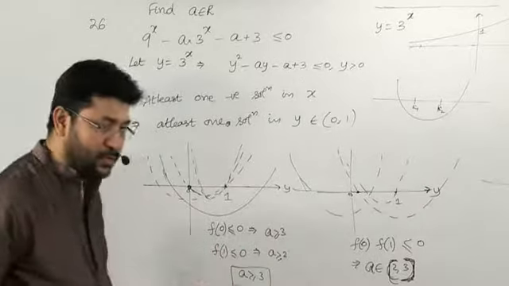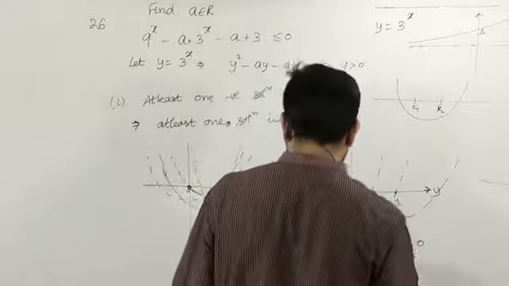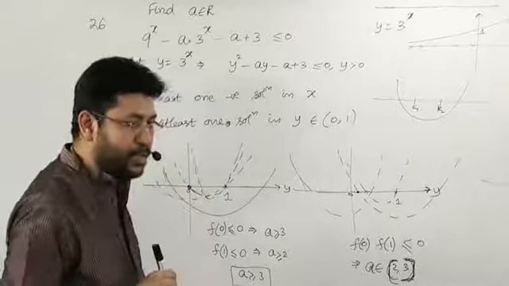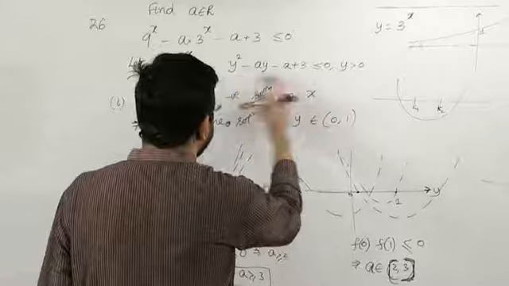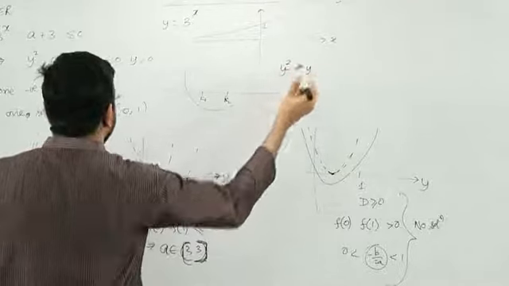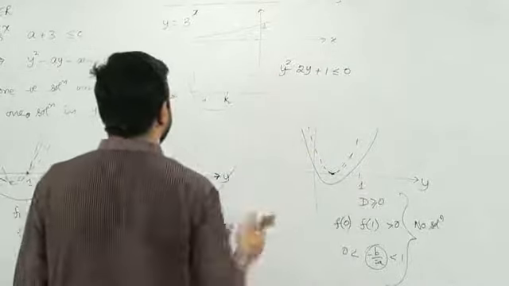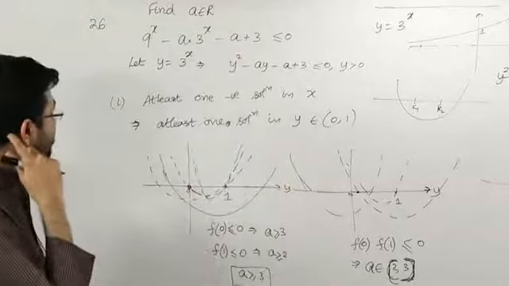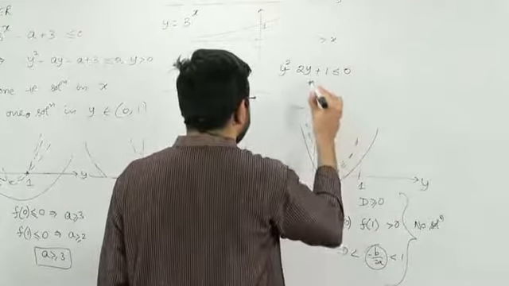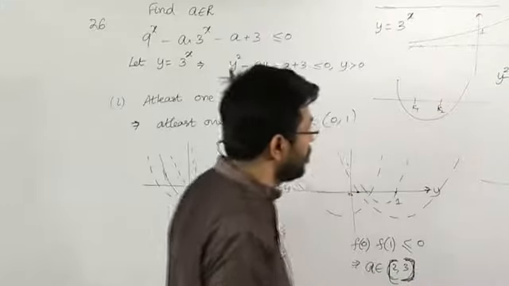So what is the union of these two? Okay, here we just depend on whether the equality is valid. A equal to 2, what will happen if A equal to 2? Just check. Y square minus 2y plus 1. How will this graph be? So it will be like this.